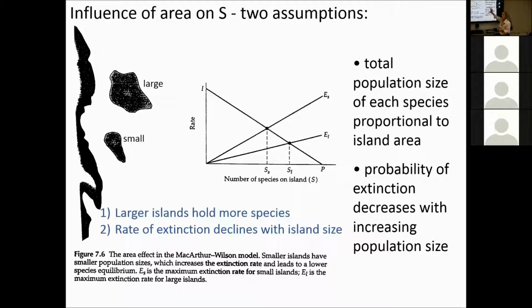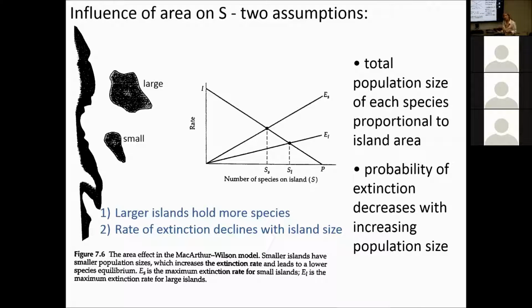But so these are two really big assumptions. And so the idea is that if you have larger islands, the extinction rate on those larger islands is going to be lower because population sizes are higher. So the chance of any individual species going extinct is lower. So on larger islands, you have more species than you do on smaller islands.